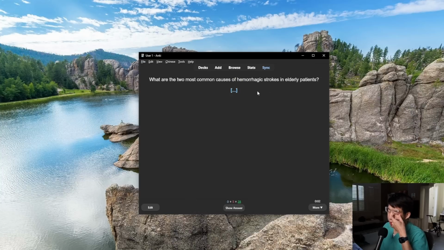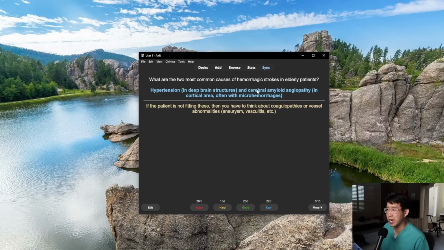What are the two most common causes of hemorrhagic strokes in elderly patients? This is something that I learned on neurology, but it's always good to make a refresher Anki card if you need to. So the two most common causes are going to be hypertension and cerebral amyloid angiopathy. So hypertension is going to be happening mainly in those lacunar structures, the deep brain structures. Whereas if you see microhemorrhages out in the periphery, that's going to be more cerebral amyloid angiopathy.